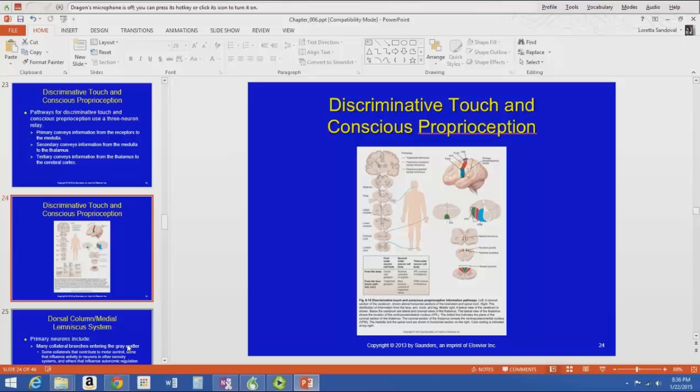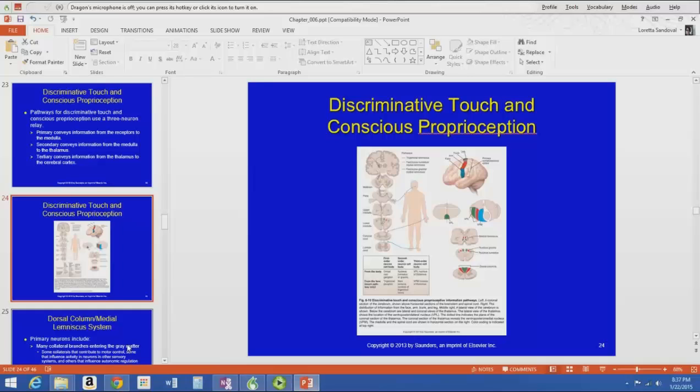This figure is from page 110 of the book, and it shows the first order neuron going from the periphery to the spinal column. Then it shows it travels up the spinal column and crosses over in the medulla. The medulla is in the brain stem. The whole way up the spinal cord, it doesn't cross over until it gets to the medulla. That's important because later on, if we lose that discriminative touch and conscious proprioception, we can tell where the injury is by which side we lose it on.